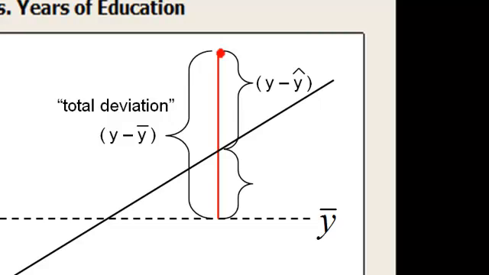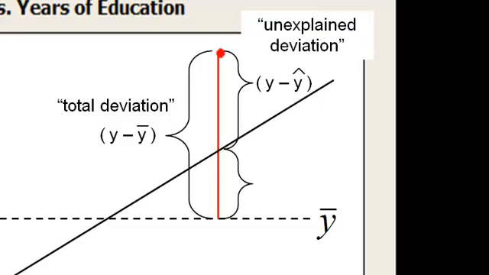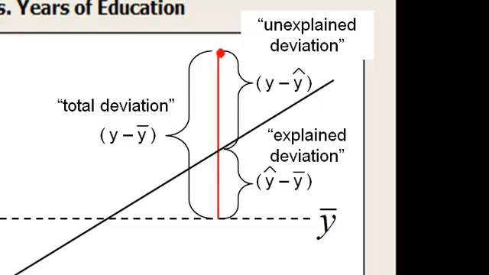Now you'll remember that we've called y minus y hat the residual, or the error, because it measures how much our regression model has missed this data point. So another way to think of it is that this is the unexplained deviation in this data point. In other words, this is the deviation in the y direction that our model is not accounting for or not explaining. So then the piece below the regression line, which is y hat minus y bar, this is the explained deviation. It's the part of the total deviation between y and y bar which is explained or accounted for by the model.